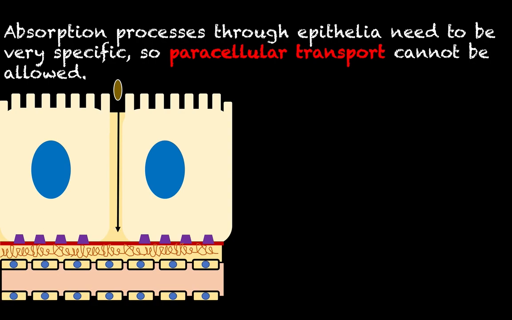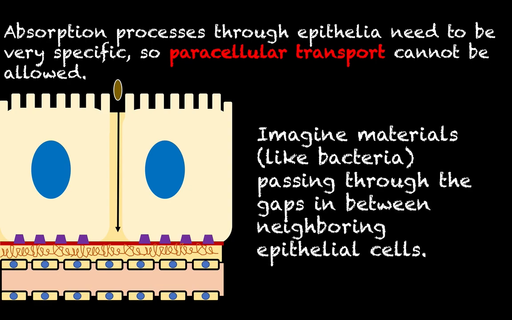So there will be some times when paracellular transport is allowed, such as with capillaries in which the endothelia contain those little gaps in between the fenestrations, but in a lot of cases, paracellular transport cannot be allowed. So a good way to think about this is if you think about your intestinal epithelia, imagine very large materials like the bacteria in the food that you eat. And make no mistake, the food that you eat does contain bacteria, usually harmless bacteria, but bacteria nonetheless.